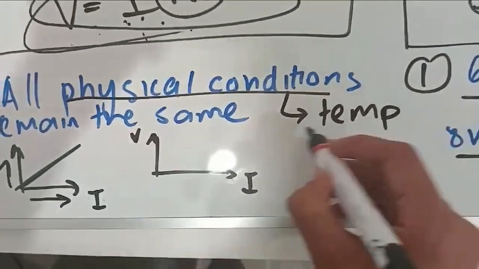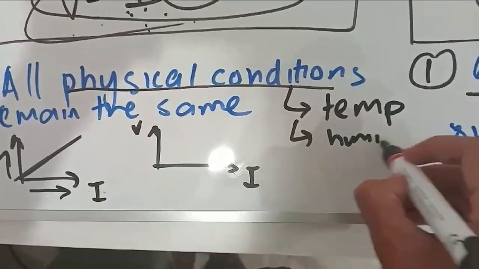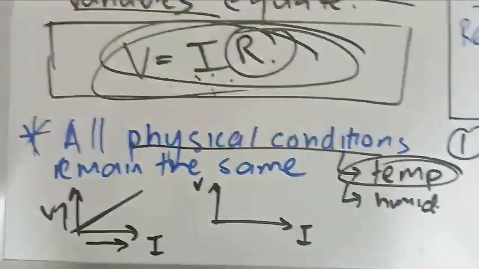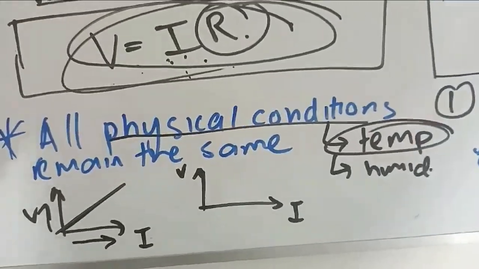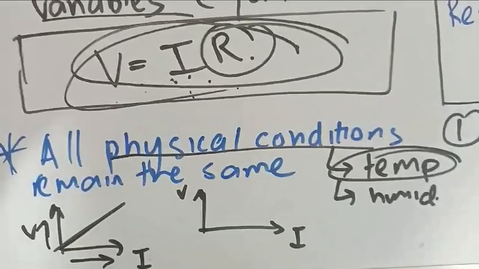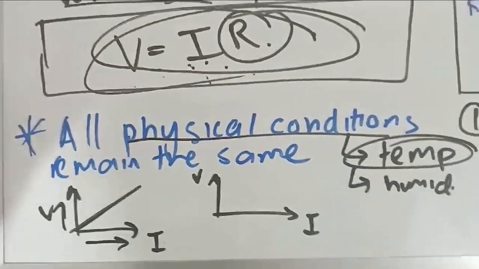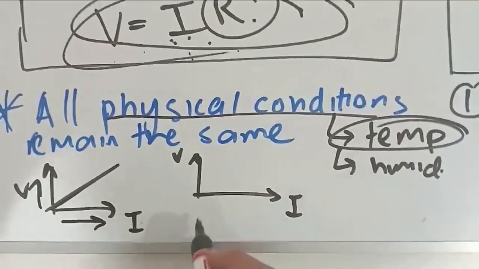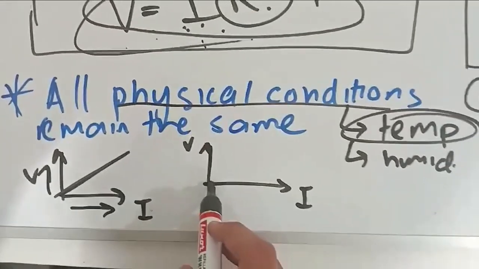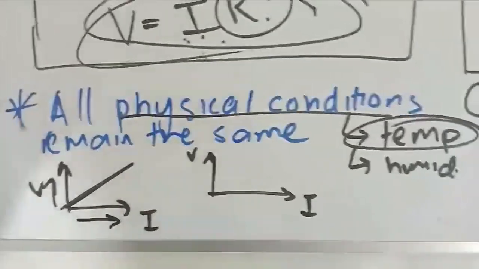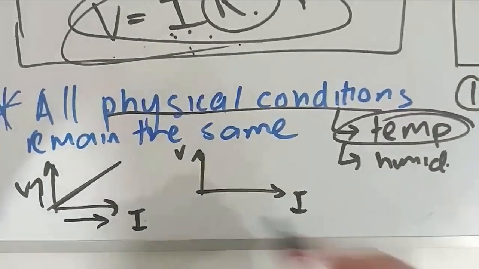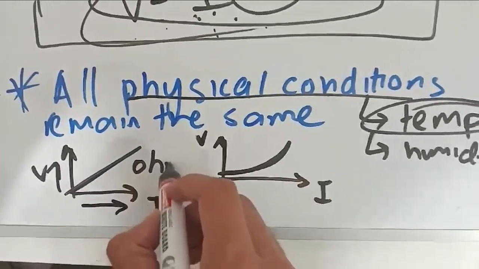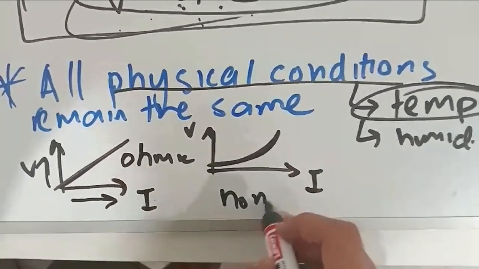by physical conditions, we're mainly talking about temperature, humidity, all that kind of stuff. But mainly we're talking about temperature, because you notice that with light bulbs, they heat up. With halogen light bulbs, they heat up as you use them, and so they increase in temperature. And when something increases in temperature, its resistance also increases. So if we were to graph voltage and current, we'd get something like this. And so this is what we get for an ohmic conductor, and this is what we get for a non-ohmic conductor.